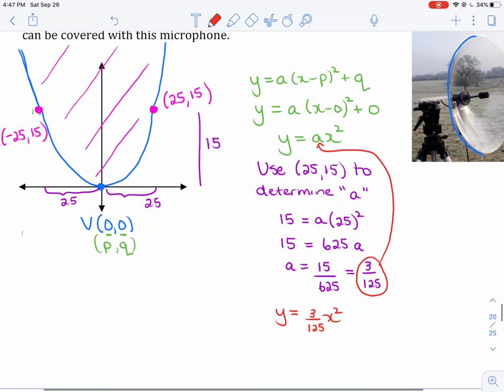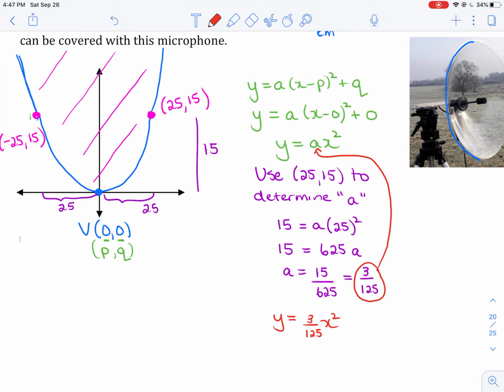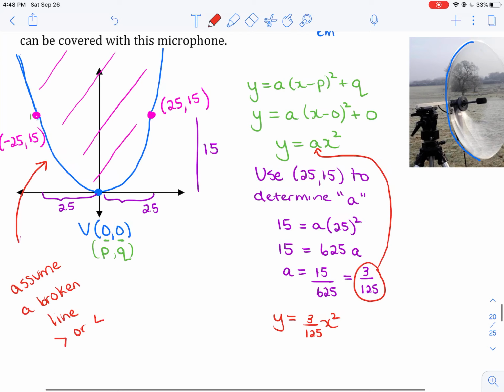Now when I look at this, I more suitably would have a broken line rather than a solid line. I've drawn the solid line because that is the exact shape of my microphone, but I don't think the region includes the microphone itself. So we have to assume a broken line, which means we would have a greater than sign or a less than sign.